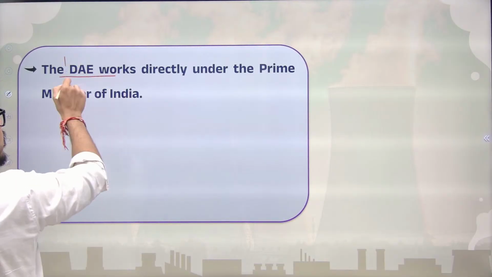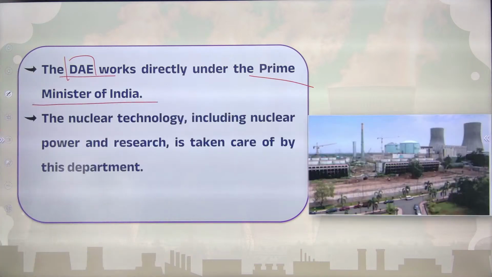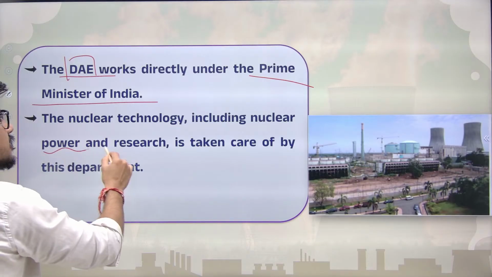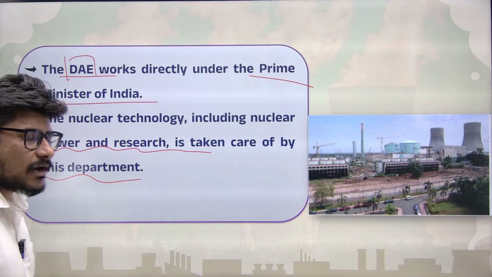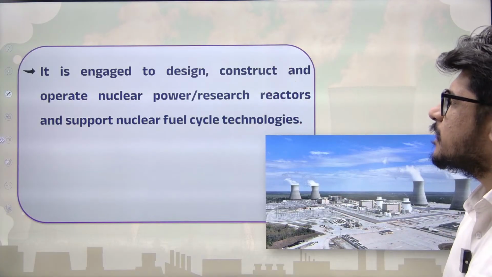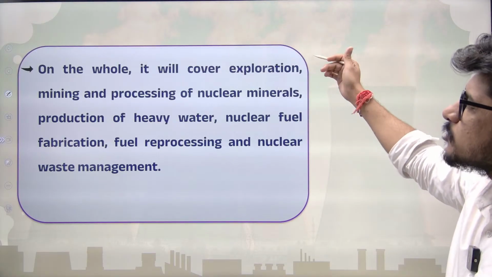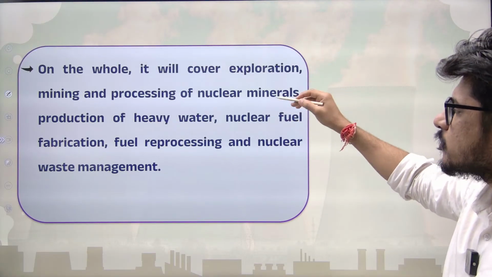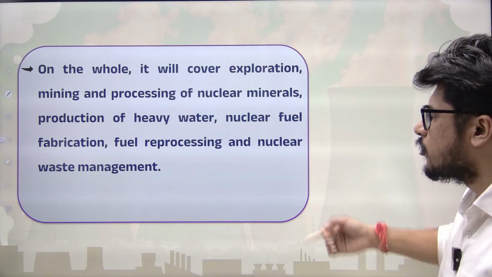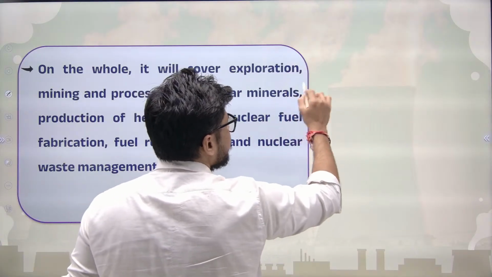As I have told you, DAE works directly under the Prime Minister's office, PMO. Nuclear technology, including nuclear power and research, is taken care of by this department. What kind of work is done? It is engaged to design, construct and operate nuclear power plants, research reactors and support nuclear fuel cycle technologies. It covers exploration and mining of nuclear minerals, production of heavy water, nuclear fuel fabrication, fuel processing and the nuclear waste program.